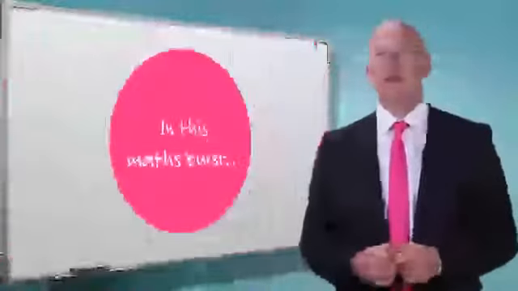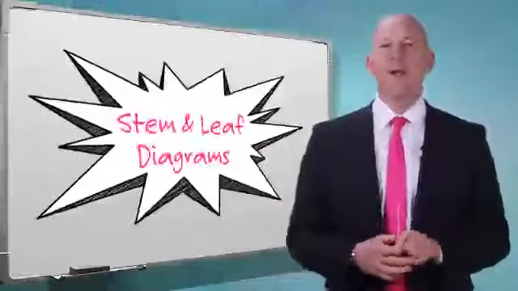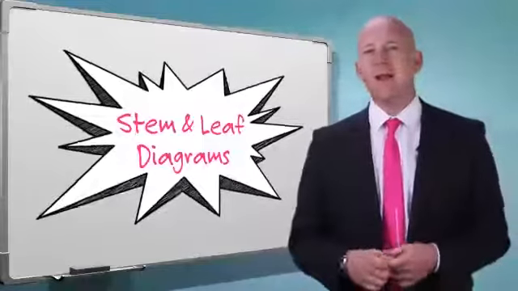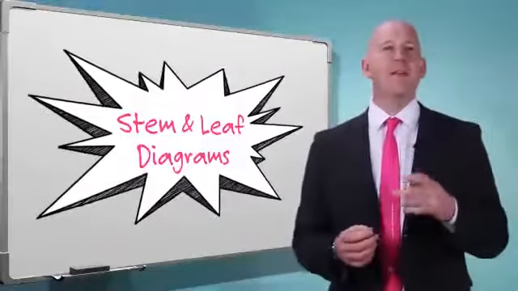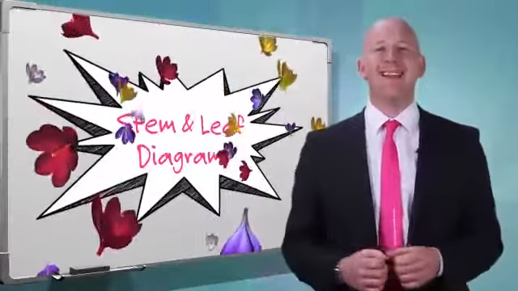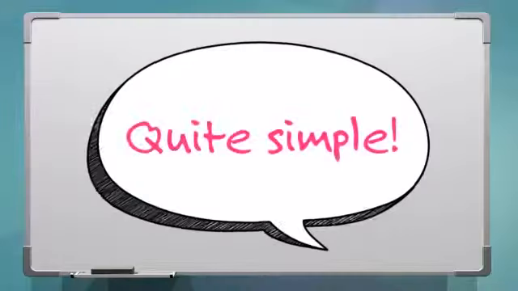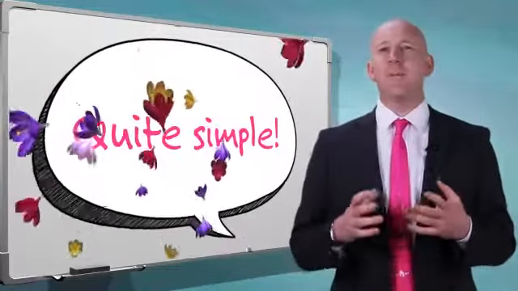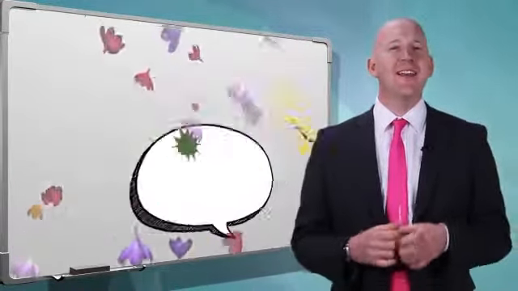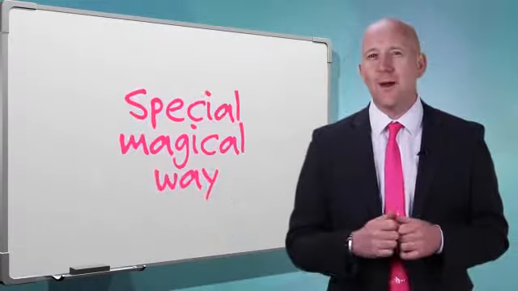In this maths burst, we're going to be looking at stem and leaf diagrams. Don't worry, you can put your science textbook away as we aren't looking at how plants grow or anything like that. Although maths is all around us, we are leaving the daisies in the garden. This topic is quite simple once you understand what's going on. You just need to put some figures into a chart in a special, magical way.